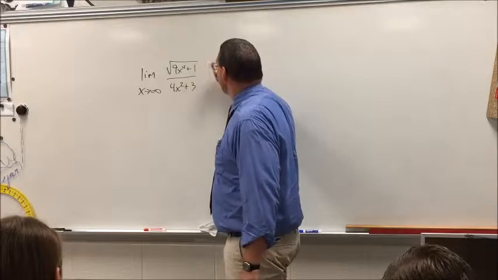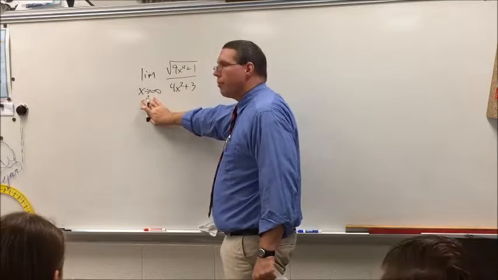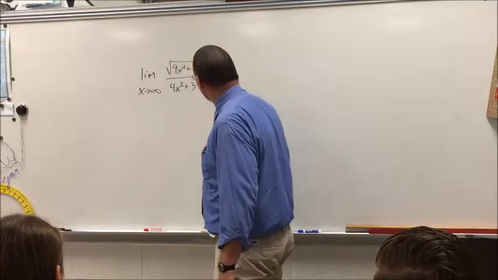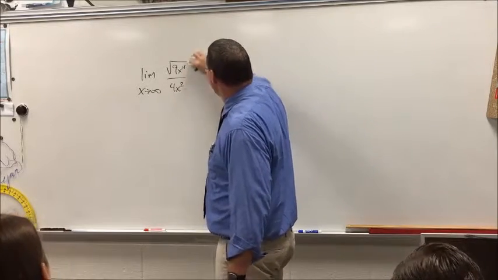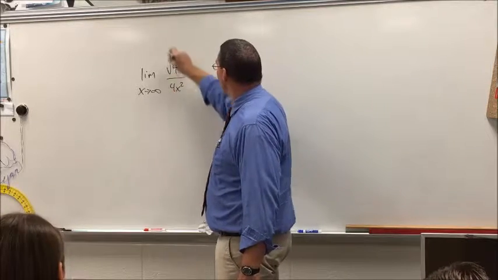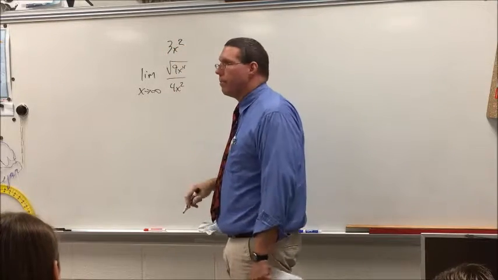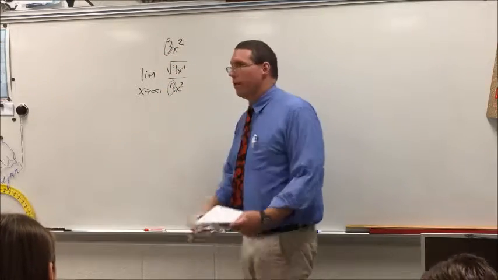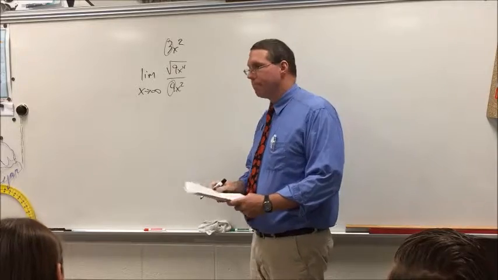Now, let me tell you something. With limits at infinity, because it's at infinity, we can always ignore the constants. We never have to worry about the constants. So the square root of 9x to the 4th is really just 3x squared, right? And now it's x squared over x squared, so it's 3 over 4. There we go. B.